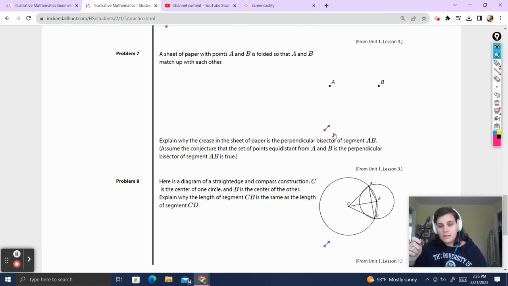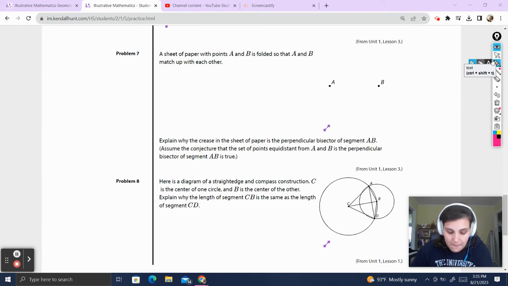Now, in the past few lessons, there were several questions that had similar perpendicular bisector questions. So if you need a review, make sure to go back and identify those and give it a review.